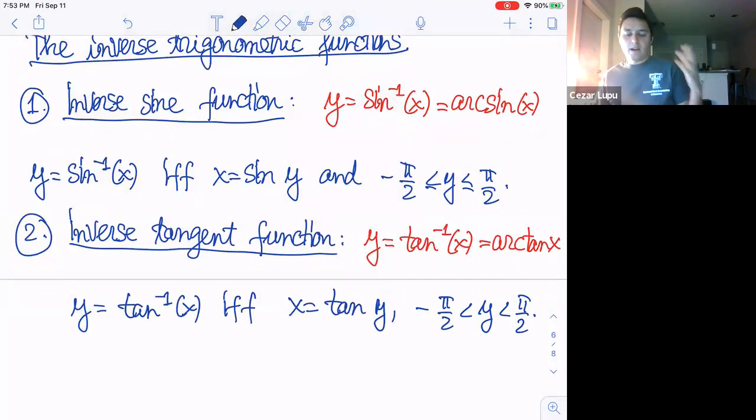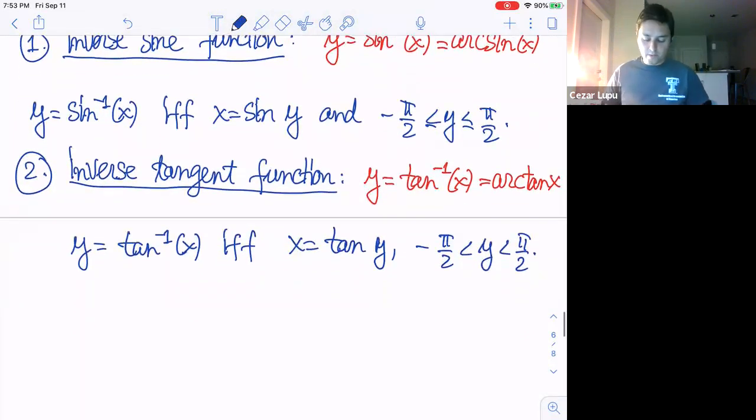And now let's define the other trigonometric functions, and let's draw the following chart. So, definition of inverse trigonometric functions.